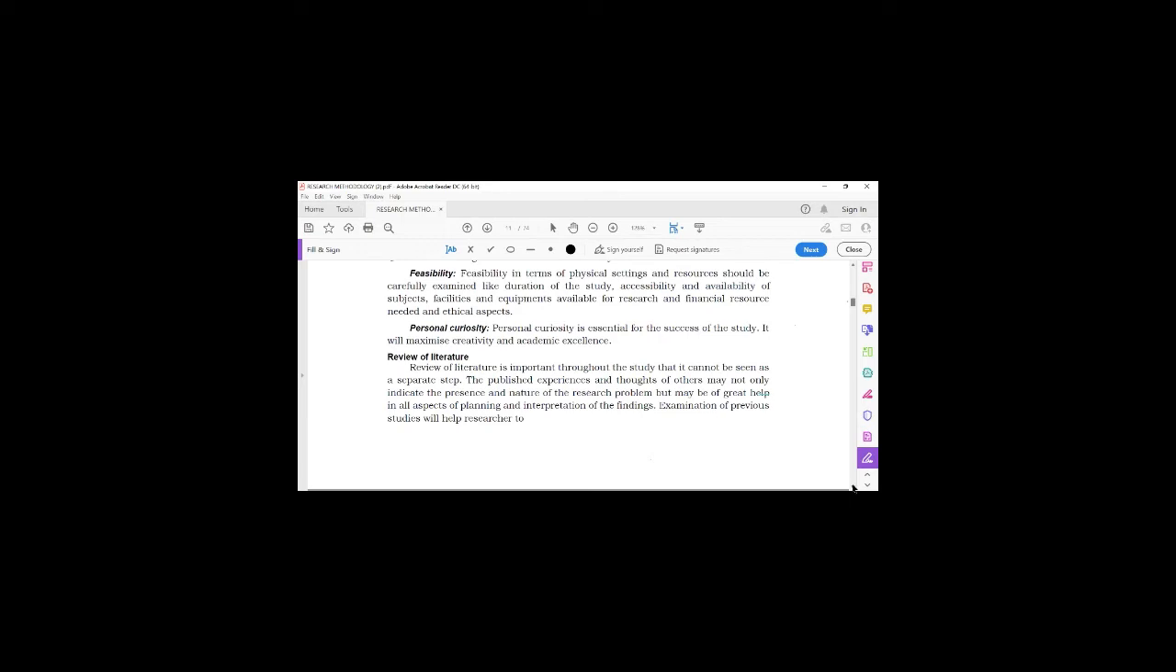Then comes the review of literature. In review of literature, when you do a systematic review or a meta-analysis, what is the difference between a systematic review and a meta-analysis? A systematic review is done for the years. A meta-analysis is an analysis that can be done with articles which have already been there.